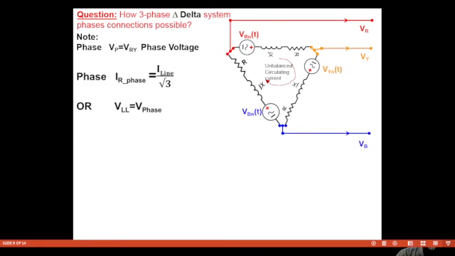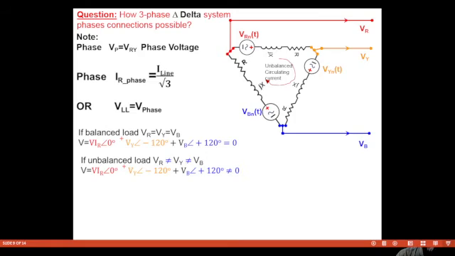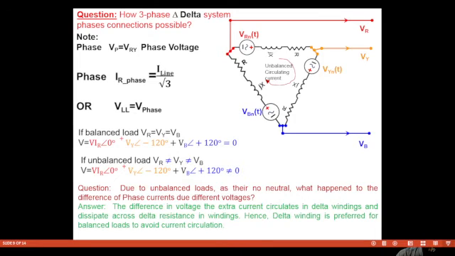Similarly, with the delta connection, in this case, the phase voltage is equal to the line voltage. In the previous case, the line current and the phase current are the same. In this one, the phase voltage and the line voltage are the same. And the sum of the three voltages at any instant is equal to 0.